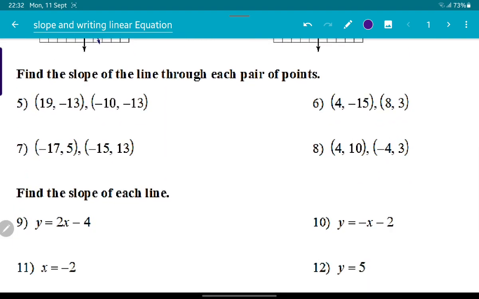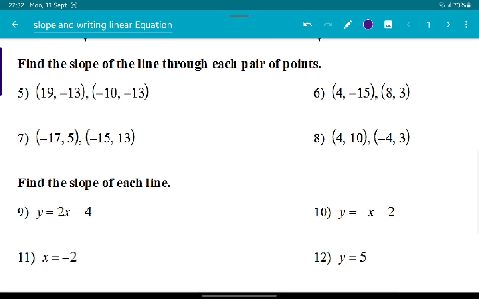Next, how to find the slope of the line that passes through 2 points. The rule is y2 minus y1 over x2 minus x1. So negative 13 minus negative 13, this one minus this, over this one minus this one, negative 10 minus 19. So the rule is y2 minus y1 over x2 minus x1.